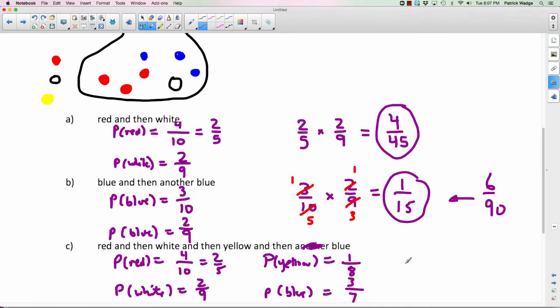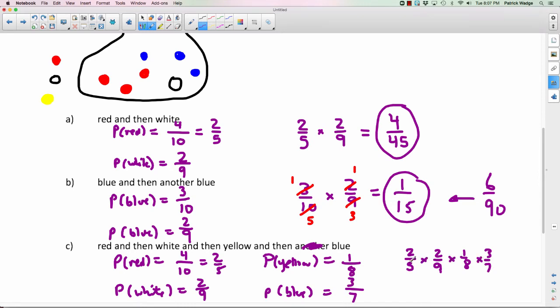So we have 4 fractions here. We have 2 over 5. We have 2 over 9. We have 1 over 8. And we have 3 over 7. And what are we going to do with all those? We are going to multiply.